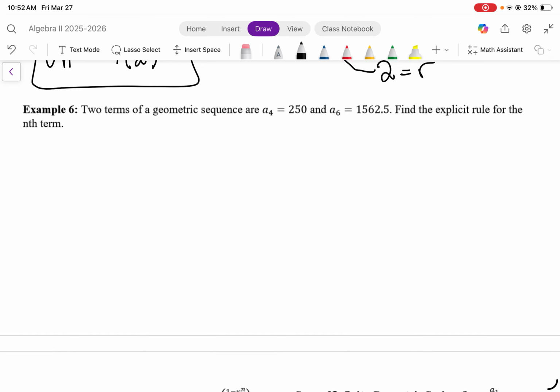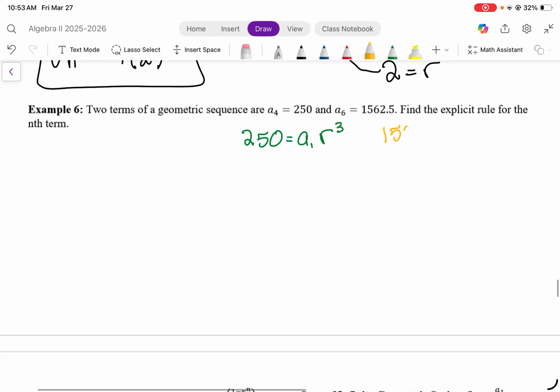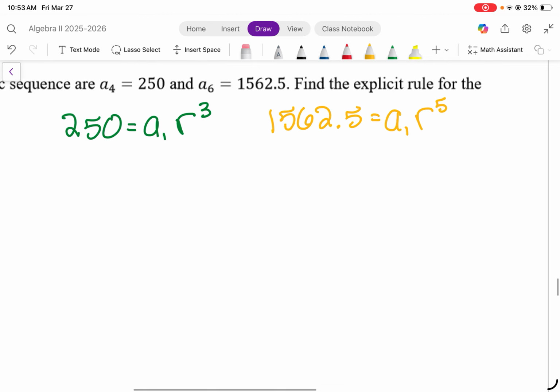Okay, so for this one, hopefully you already have your answer and you are just checking. You should have had the equation 250 equals a sub 1 times r to the power of 4 minus 1, which would just be 3. And then your second equation would be 1562.5 equals a sub 1 times r to the power of 6 minus 1, which would be 5. So we have two geometric equations, and I want to figure out what the first term is and the common ratio. So I'm going to divide them.